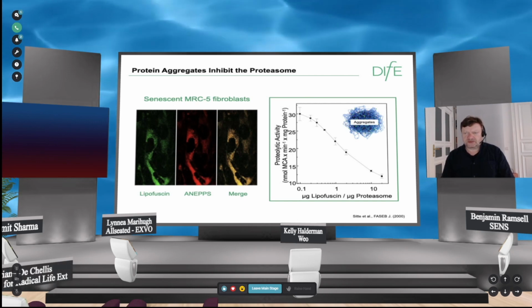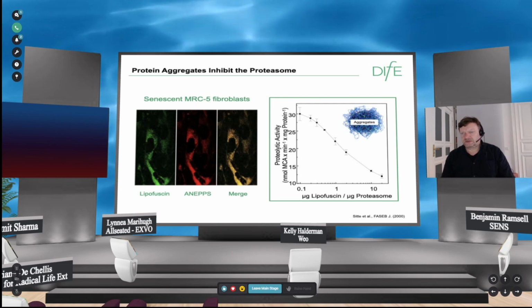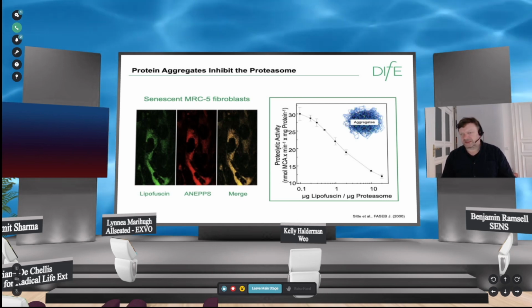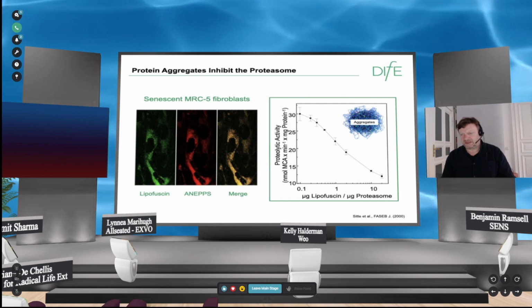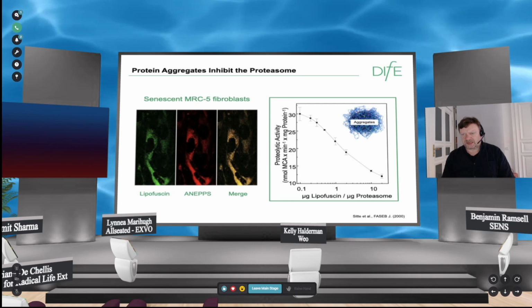That's a pure in vitro experiment here. We isolated the proteasomes, exposed them to the protein aggregates, and looked at a secondary substrate, whether it's degraded or increasingly not degraded with increasing concentration of the aggregates.